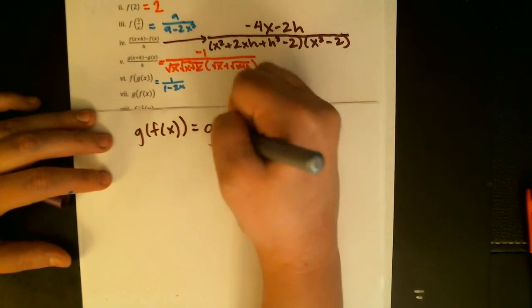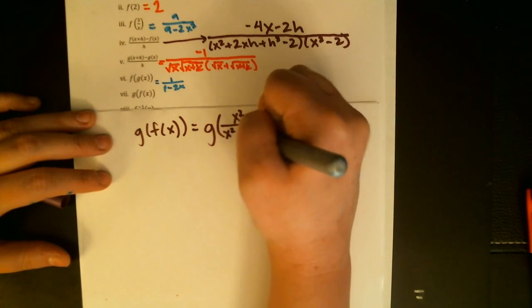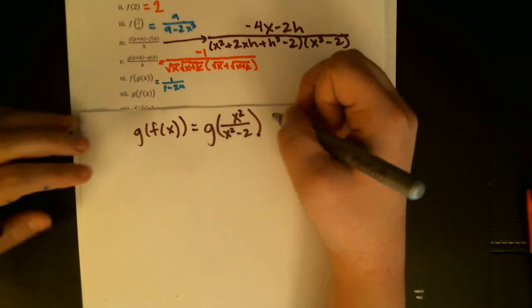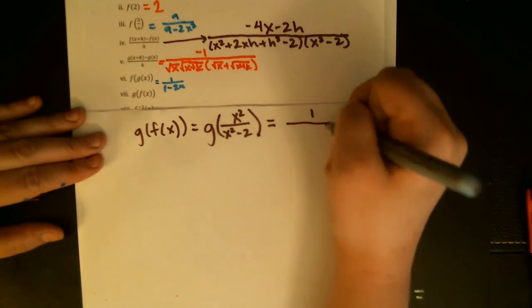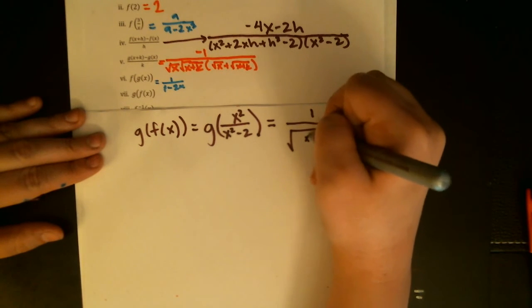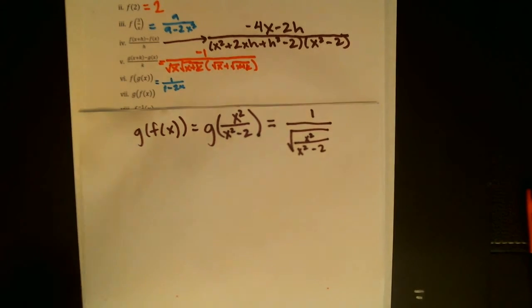g of f of x means we should take f of x, which is x squared over x squared minus 2, and plug it into g. g is going to give us back 1 over the square root of x squared over x squared minus 2.